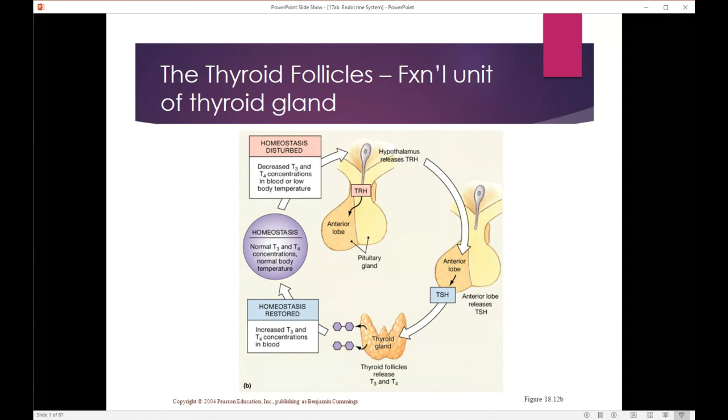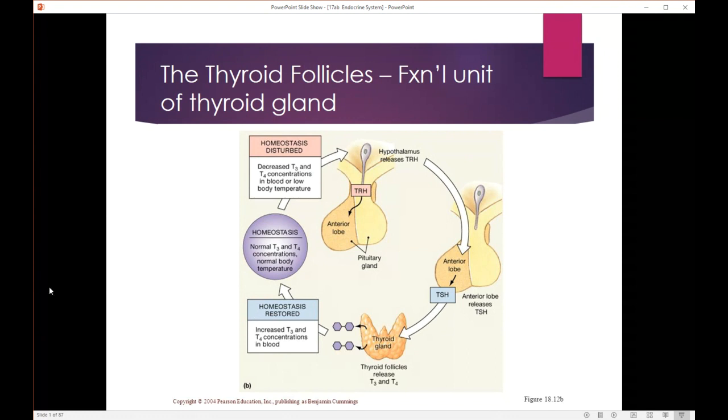But if we get a low blood concentration of T3 or T4, or we get a low body temperature, then our hypothalamus is going to release TRH, or thyrotropin releasing hormone. That's then going to cause our anterior pituitary to release TSH, or thyroid stimulating hormone. That's then going to cause those thyroid follicles to release T3 and T4, and hopefully we'll have homeostasis restored.